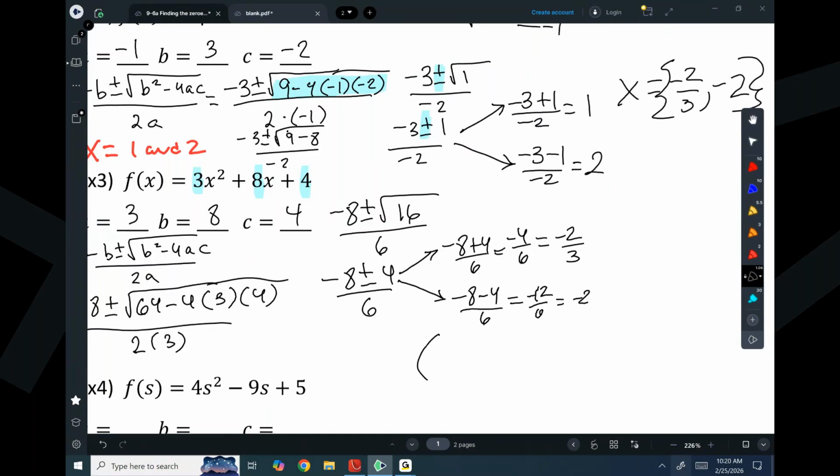Don't copy this, okay? So just watch. They're going to ask you, what were the factors? Well, those aren't the factors. Those are the answers, yes? Those are the zeros. So how could I find the factors?